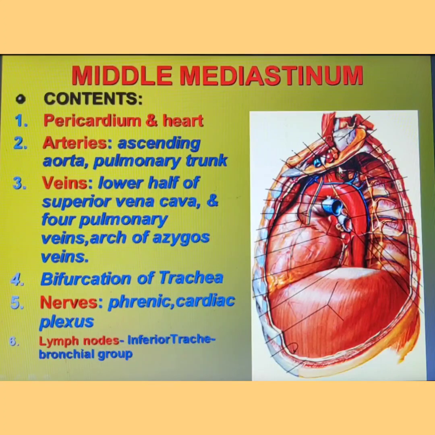And we also see the bifurcation of the trachea into 2 principal bronchi. Then the nerves we have are the phrenic nerves and the cardiac plexus. The inferior tracheobronchial group of lymph nodes are present in the middle mediastinum. So these are the contents of the middle mediastinum.